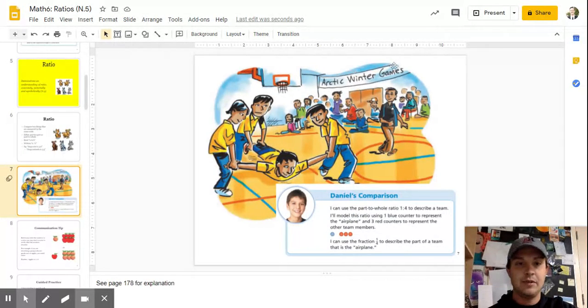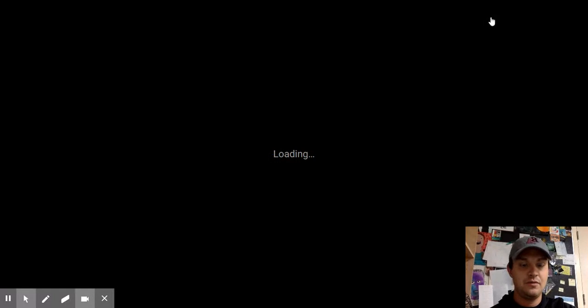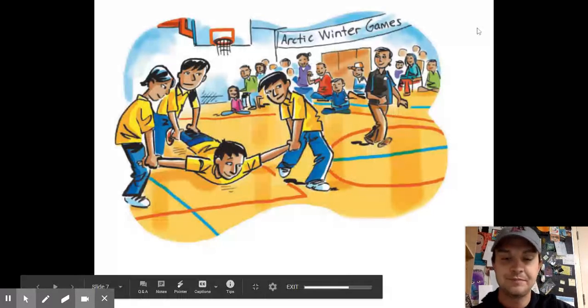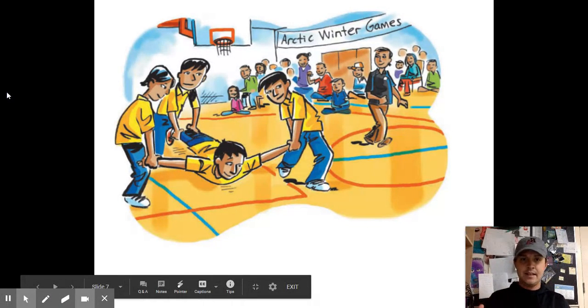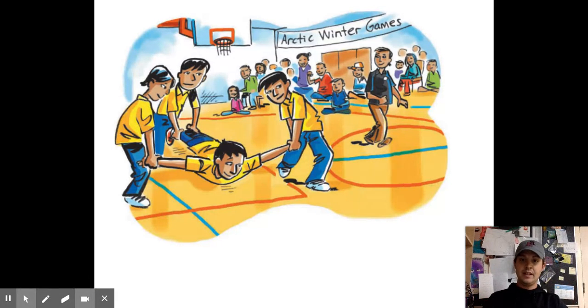So I have an example here. I'm going to go into full screen for this example. Okay, so there's an event at the Arctic Winter Games, and it's called the airplane. One person is the airplane. You can see that guy. And then there's 3 team members that fly the person around the room. And the team that flies the airplane the farthest wins.